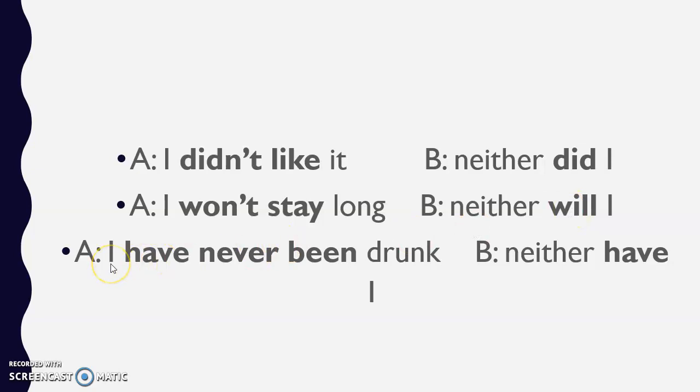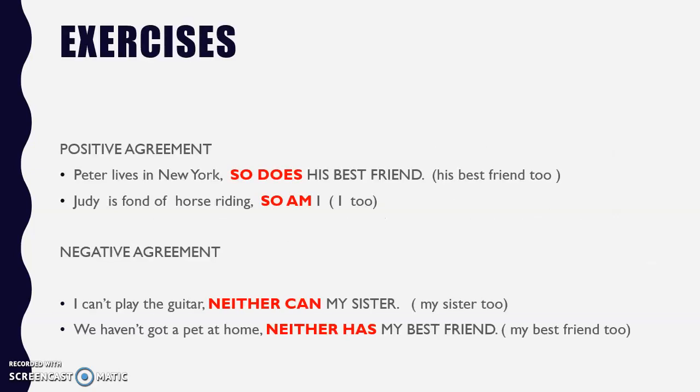And then "I have never been drunk." You are going to say, for example, "neither have I," because this is the auxiliary of the present perfect. So remember that we need to respect the auxiliaries, and that is the most complicated part. But I hope that you don't have any problem with this kind of sentences. Here we have an exercise for showing you more examples. You have, for example, "Peter lives in New York," so you want to agree in a positive way. You want to say that his best friend too, so you are going to express it as follows.